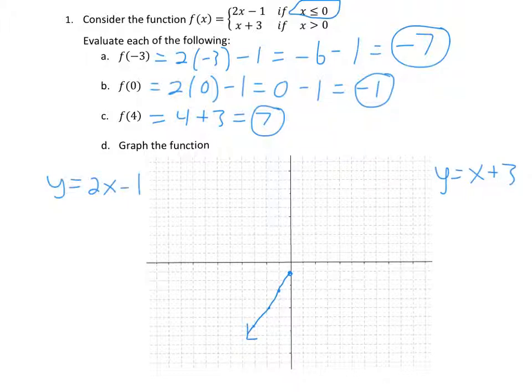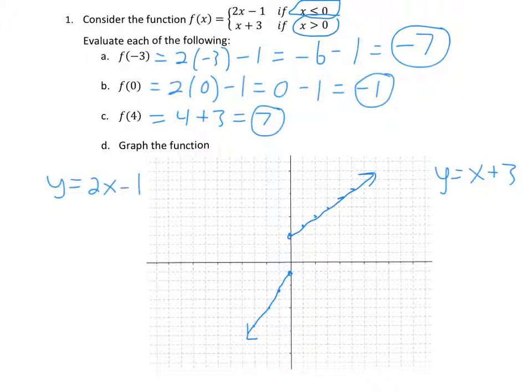Now for this other line, the y-intercept is 3 and the slope would be 1. So we'd graph it by going up to a y-intercept of 3. And since the slope is 1, we'd go up 1 and over 1. And we want to include the portion of that where x is greater than 0. So that's the part that's on the right-hand side here.